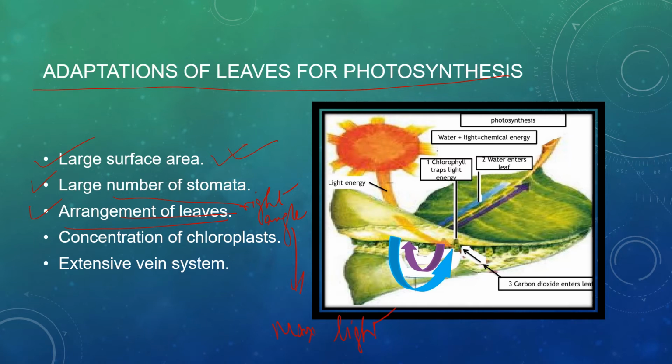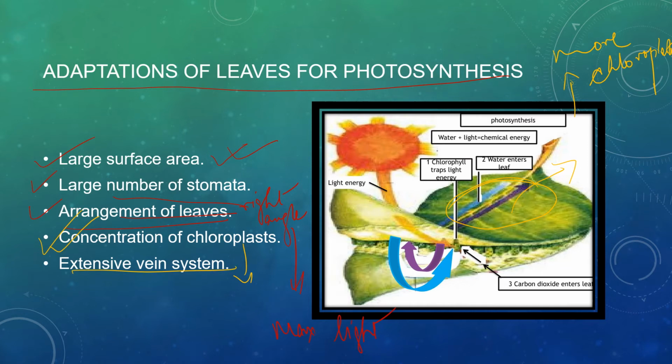Now what about the concentration of the chloroplast? The chloroplasts are always more concentrated on the upper epidermis. Is it clear? So the upper epidermis has a higher concentration of chloroplasts, to obtain the maximum light energy.